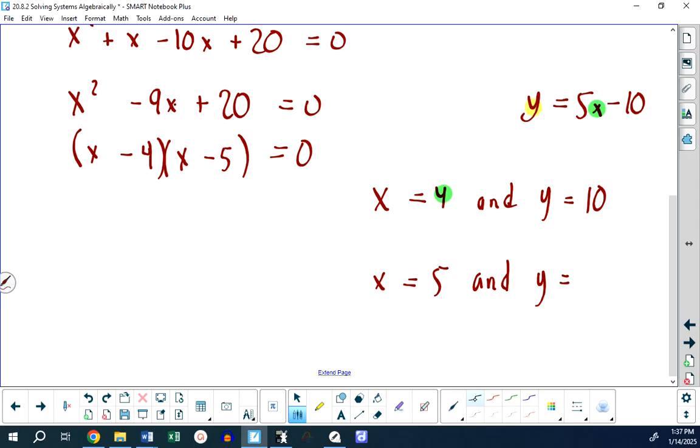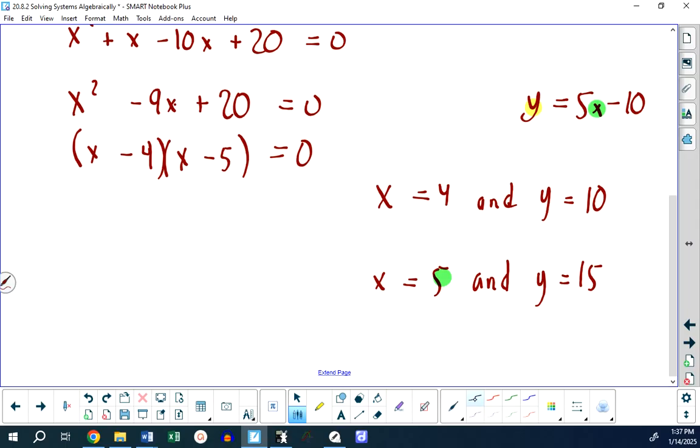Now what you're going to do is put 5 in there and calculate the y coordinate. And you're going to get 15. So those are our two solutions, 4, 10 and 5, 15.